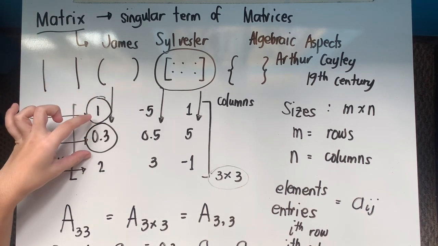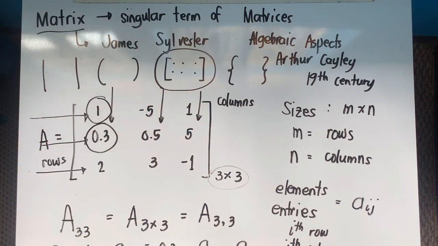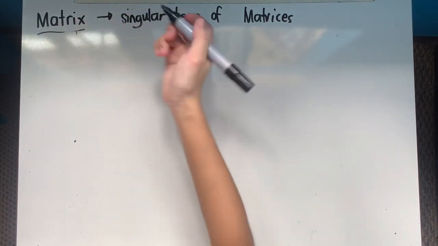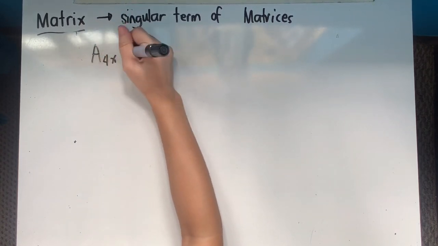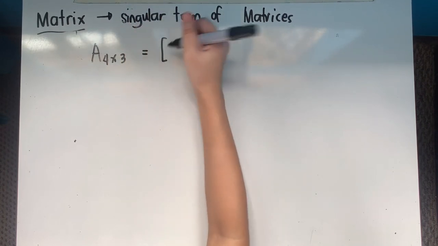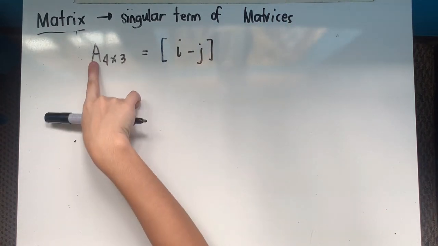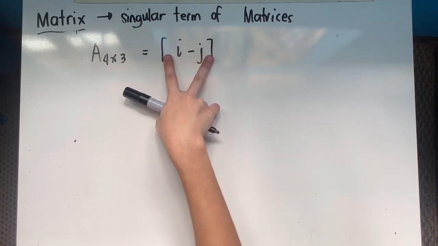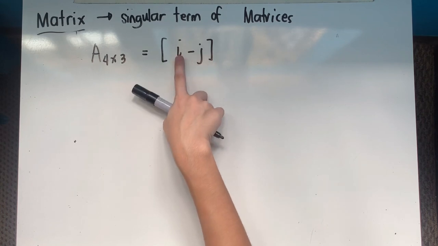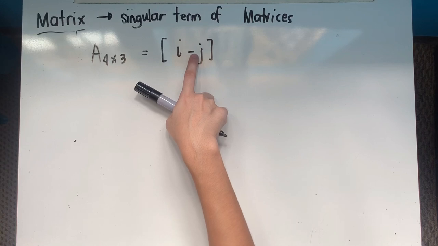We can have quadratic expressions or polynomials inside our matrices. Some matrices are even given to us using formulas. For example, you are given matrix A, 4 by 3, with entries i minus j. Which means you have a matrix with 4 rows and 3 columns, and every entry in that matrix will follow a formula of i minus j, where i represents the ith row, and j represents the jth column where the element or the entry is located.